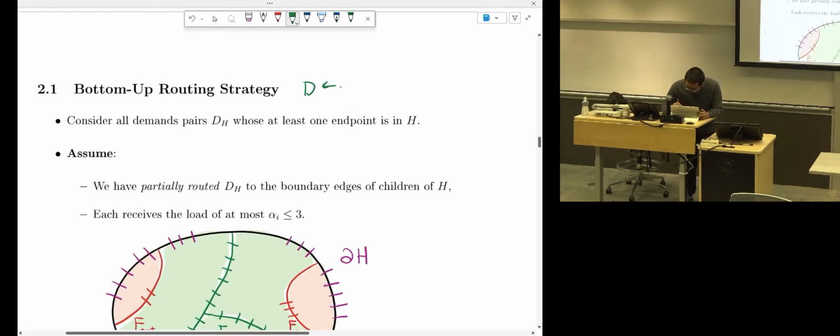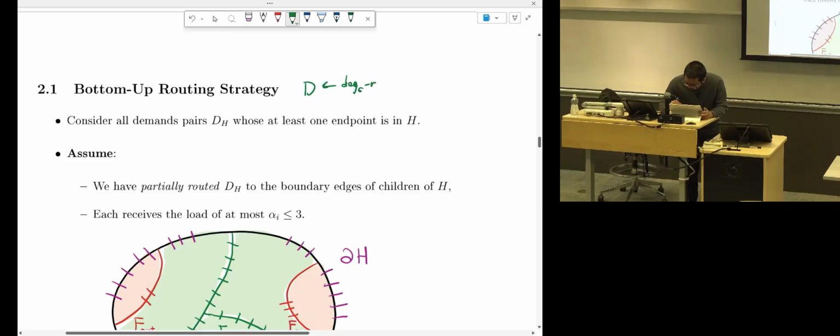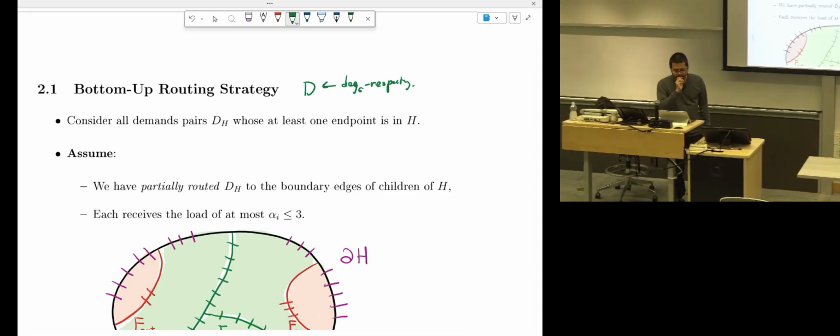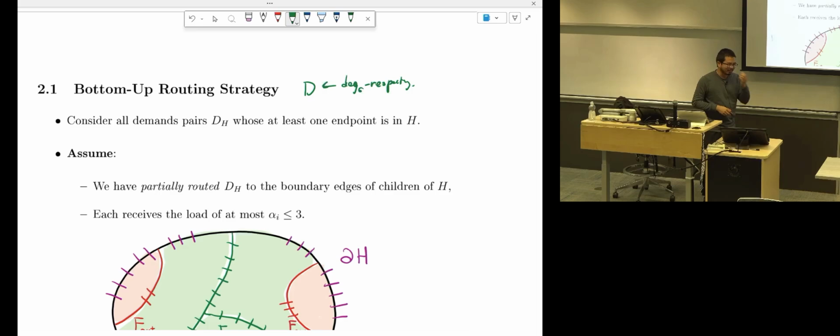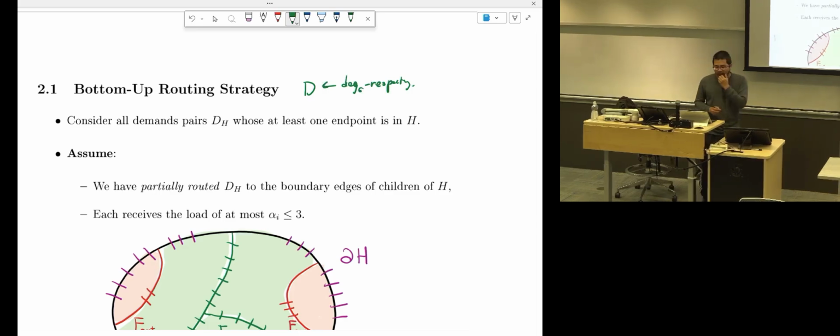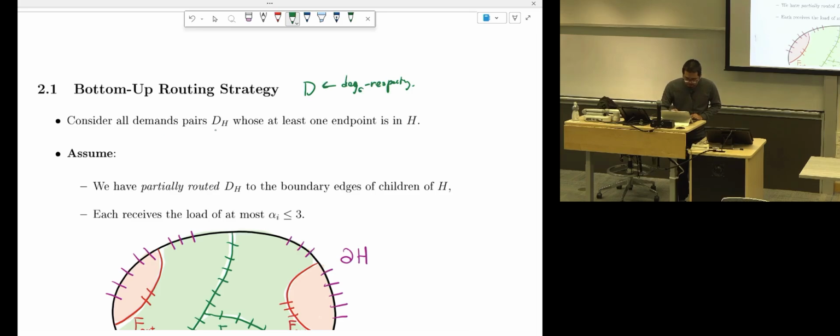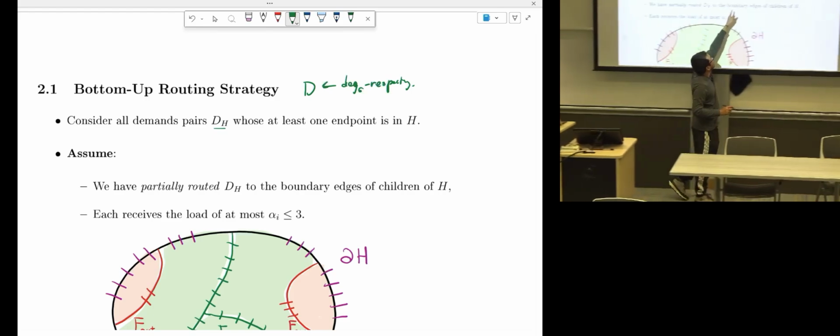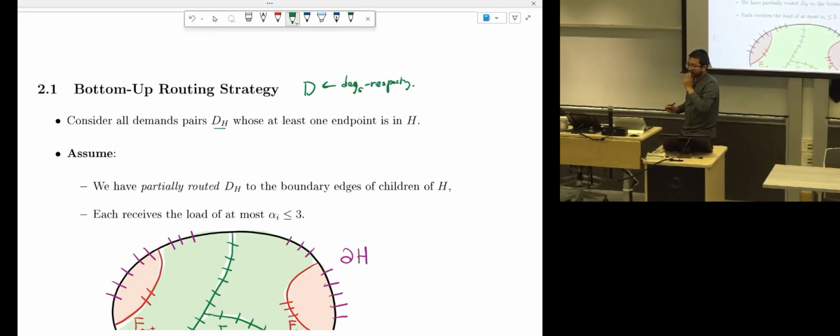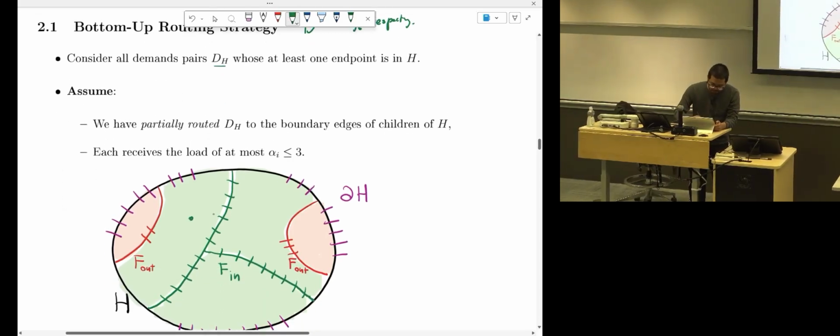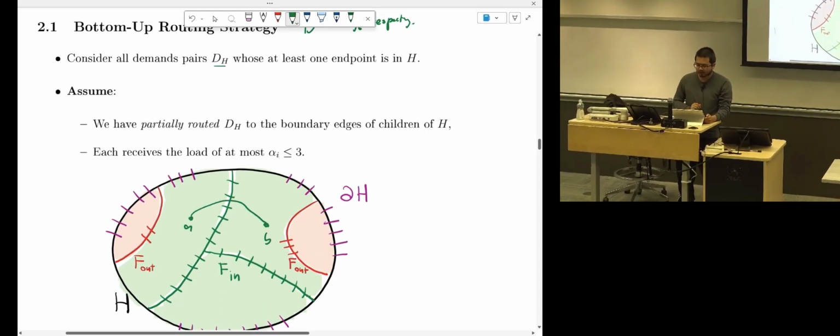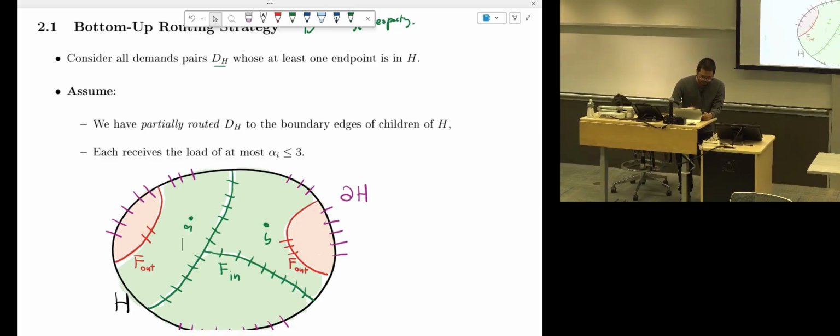We have the demand D that is degree-G respecting, and the final goal is to route this demand D. But now let's focus on the demand pairs D_H, which are just the demand pairs where at least one endpoint is in H. So it can be a demand between A and B, both in H, or a demand between A and C, where one is inside H and the other is outside H.